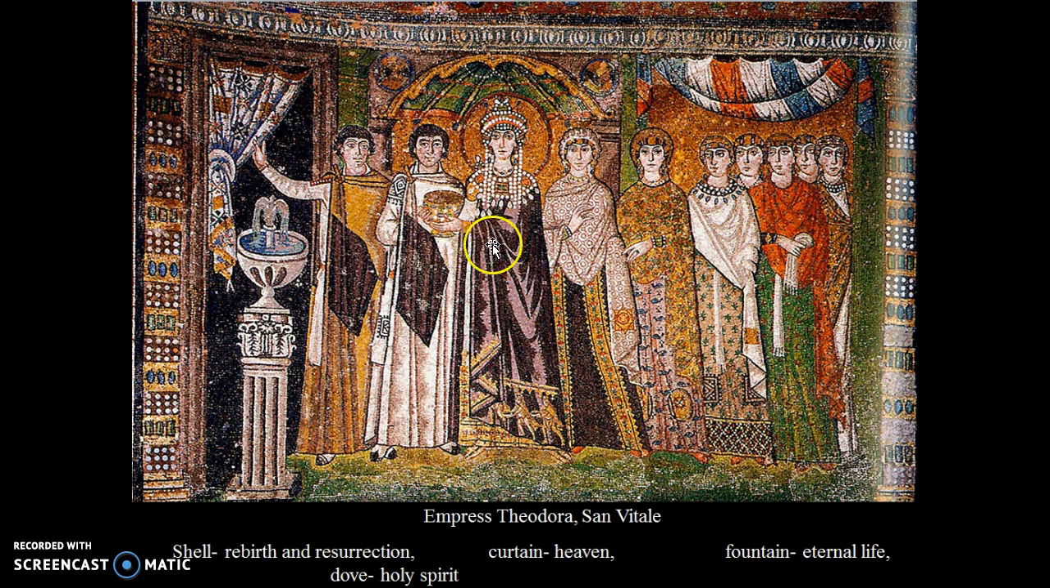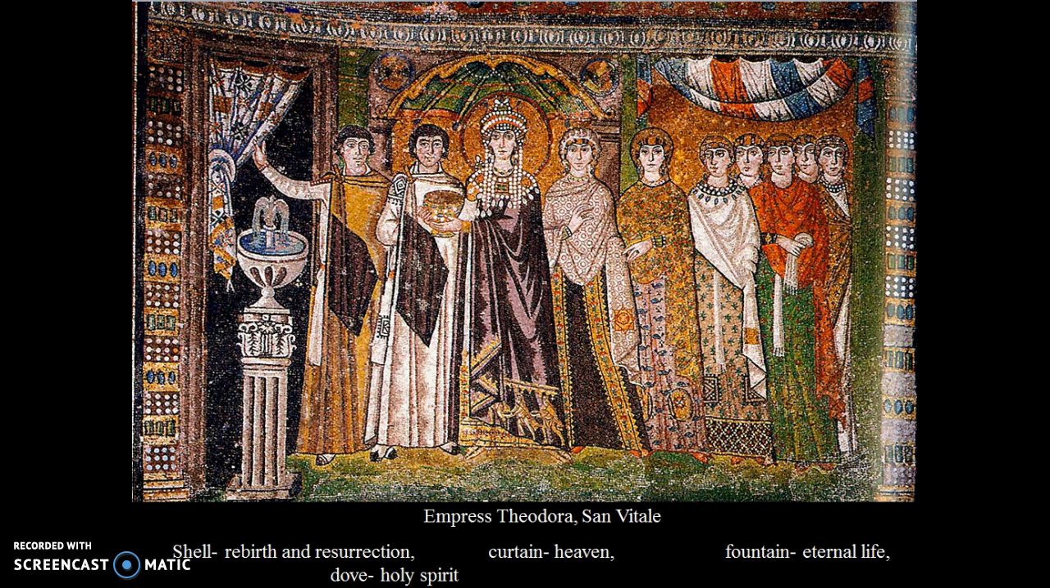Now the chalice is an offering to Christ, and this theme of offering is further emphasized by the three magi that are depicted on Theodora's robe. Now, if you recall the story of the three magi or three kings, they came and brought the Christ child gifts at his birth.